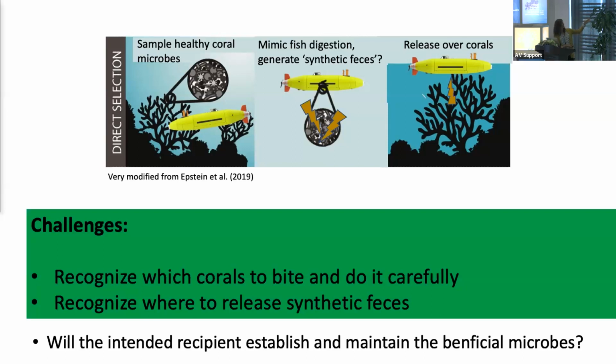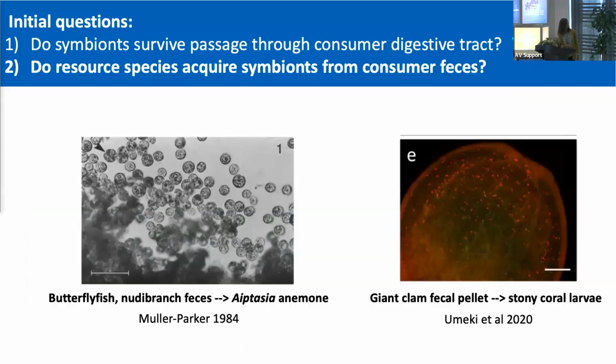Some challenges that you might have are having your robot be able to recognize what kind of coral it should bite, and then to bite it appropriately and not ruin the colony. And then also recognize where to release these synthetic feces on the reef. You wouldn't want to release them over a sand channel or over a place where there's no coral. This challenge of, will the intended recipient coral establish and maintain the beneficial microorganisms, is still a question we need to work on.